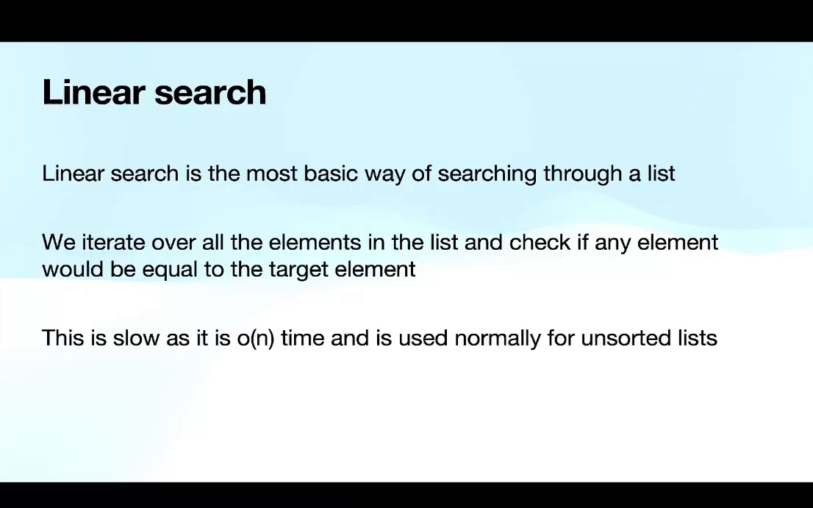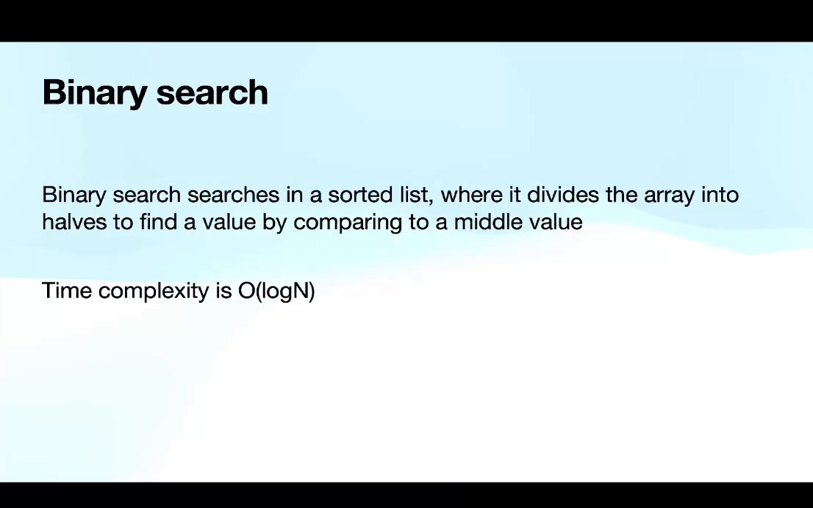So what's a better way than linear search? Well, for sorted lists, we would use binary search. Binary search searches in a sorted list, where it divides the array into halves to find a value by comparing it to a middle value. So the time complexity is O(log n).